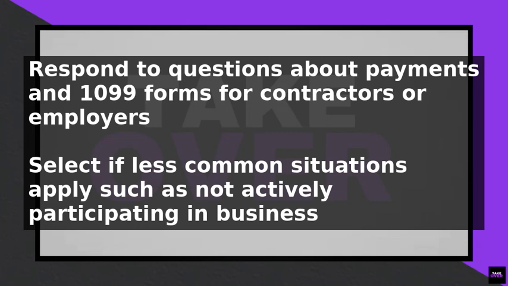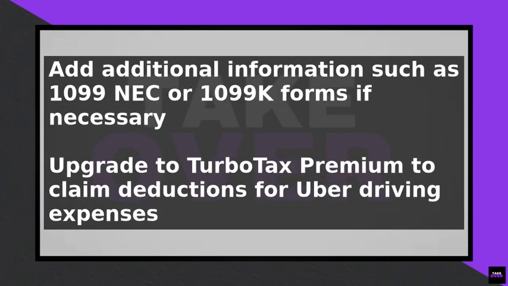Your Uber driving details will then be added, and you can click the Looks Good option to proceed. You may also have the opportunity to add additional information, such as 1099-NEC or 1099-K forms.